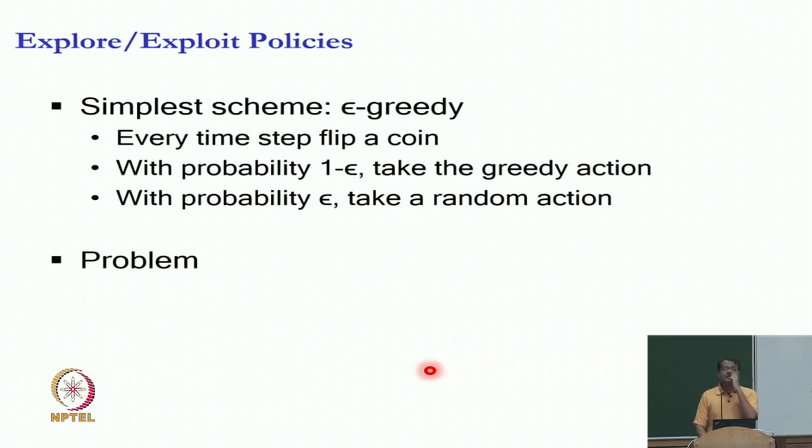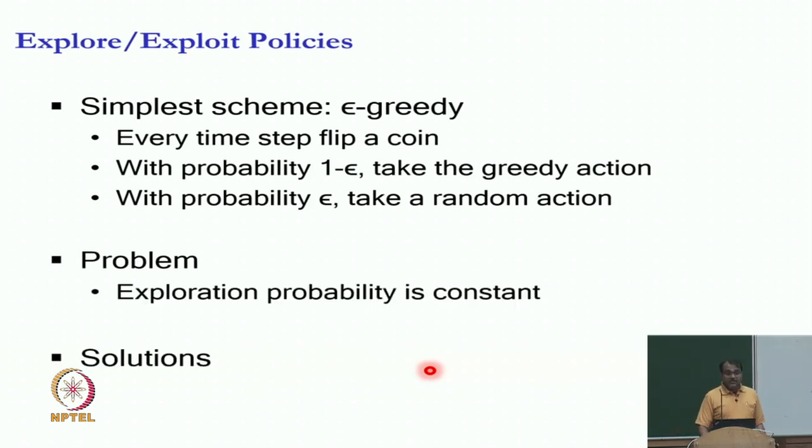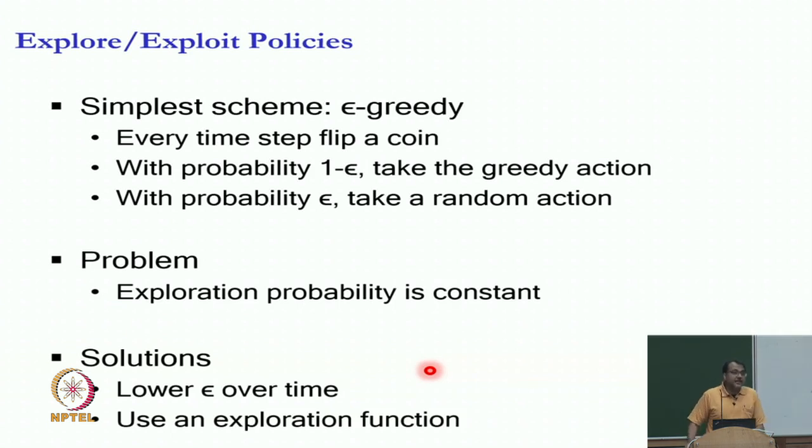Now, what is the problem with this approach? What is the obvious problem with this approach? Epsilon is constant, and what do we want? Slowly we want exploration to move towards exploitation. So, we want epsilon to slowly decrease, right, obviously. And so, a simple solution could be just reduce epsilon over time, right, or a second thing that we will study called an exploration function.